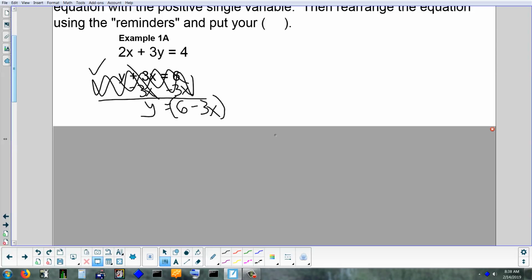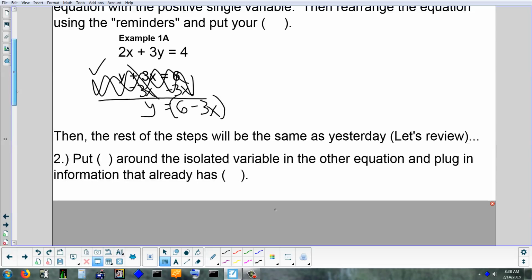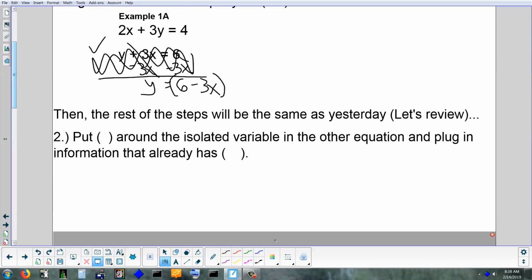So that's the new step today: rearranging, getting one of the variables by itself. On Tuesday, you already had one of the equations with x or y by itself. Today you don't. So that's this step right here, having to rearrange it. That's the only thing that's new. All right? So let's go down. Like we said, the rest of the steps are going to be the same. So now, I'm going to take my 2x plus 3y equals 4, and I'm going to take my y equals 6 minus 3x.